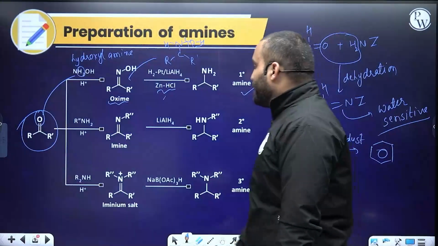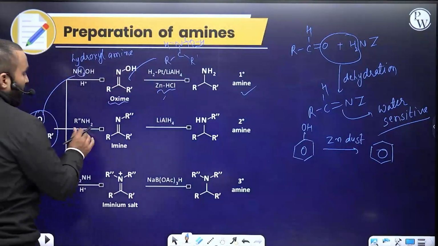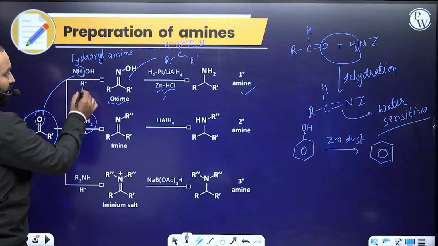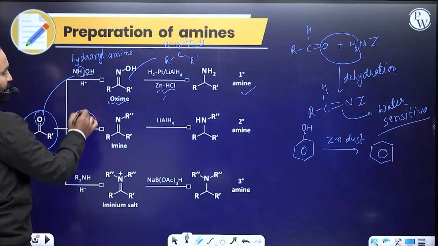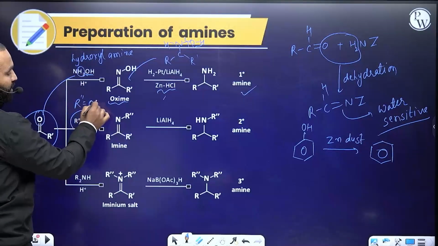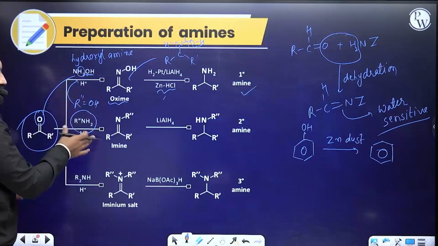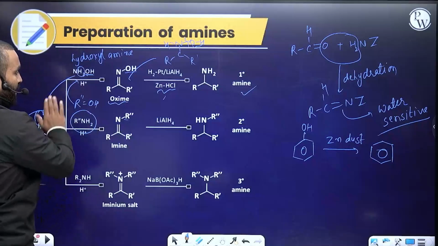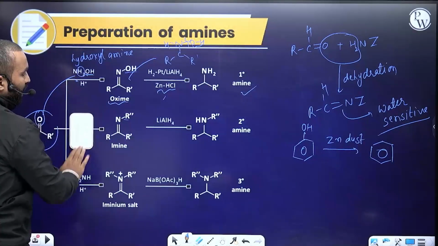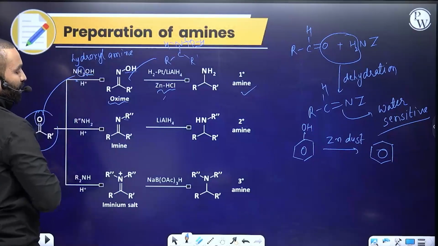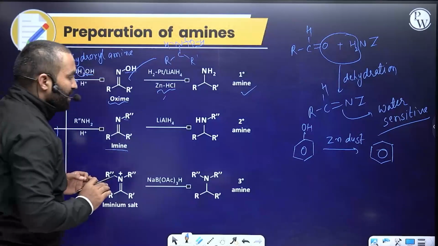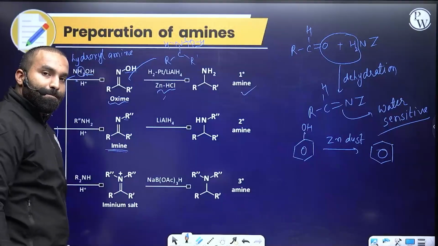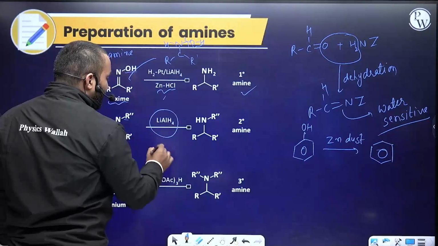Okay. Now the second method is when we start from R-NH2, a similar kind of mechanism. Here R is equal to OH. That's the only difference. Otherwise, exactly the same thing. Instead of R double dash, here I have used OH. Could you understand? There is only one difference. This compound is specifically known as imine. Carbon double bond nitrogen compounds are imines. Lithium aluminium hydride, again a hydride source.